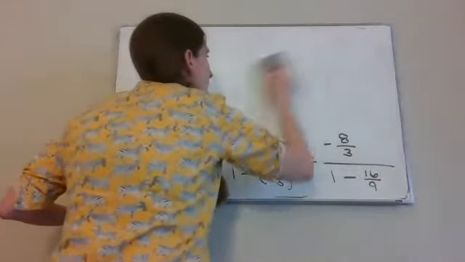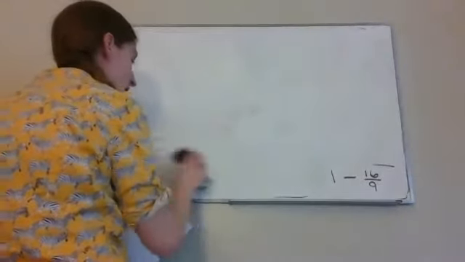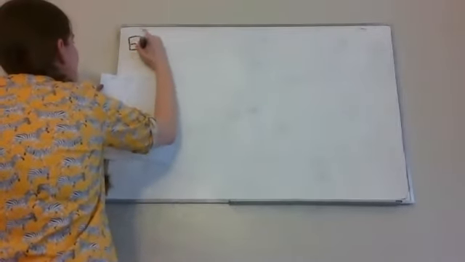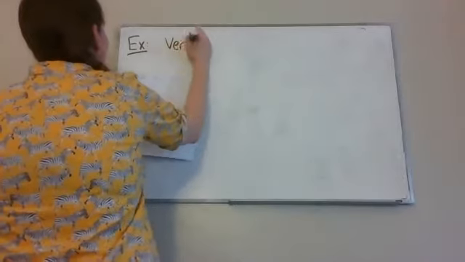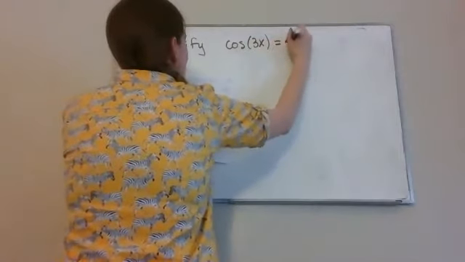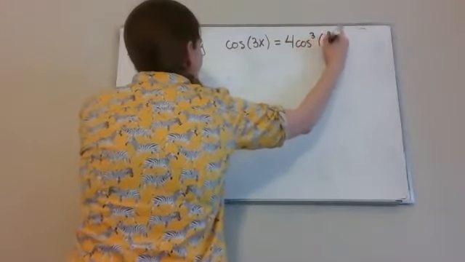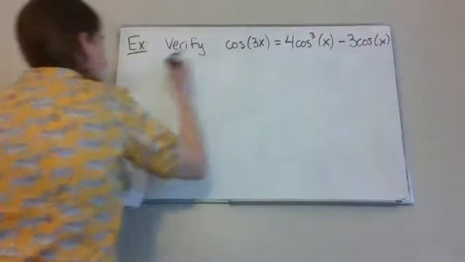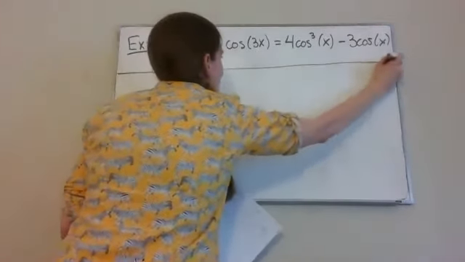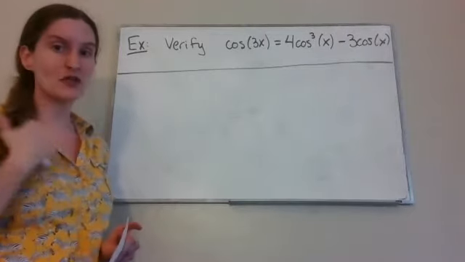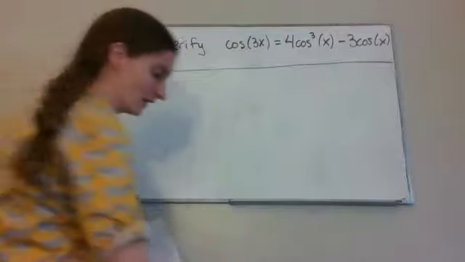Now we're going to use one of these double angle formulas along with our sum and difference formulas from the last video to prove a different identity. Let's verify that cosine of 3x is equal to 4 times cosine cubed of x minus 3 cosine of x. So I'm going to start with the left-hand side again and just use my various identities that I know in algebra and simplify to see if I can get the right-hand side.